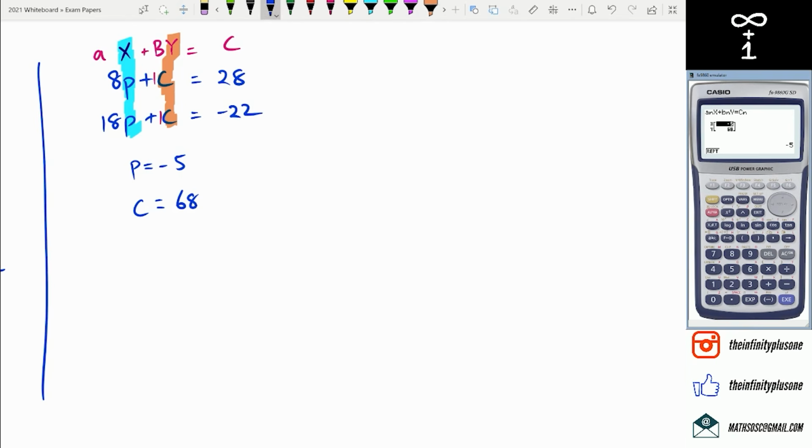Now, if you were to do this simultaneous equations, as I said to you before, these numbers are fairly straightforward. I'm not going to cheat. I'm just going to write it as it is.